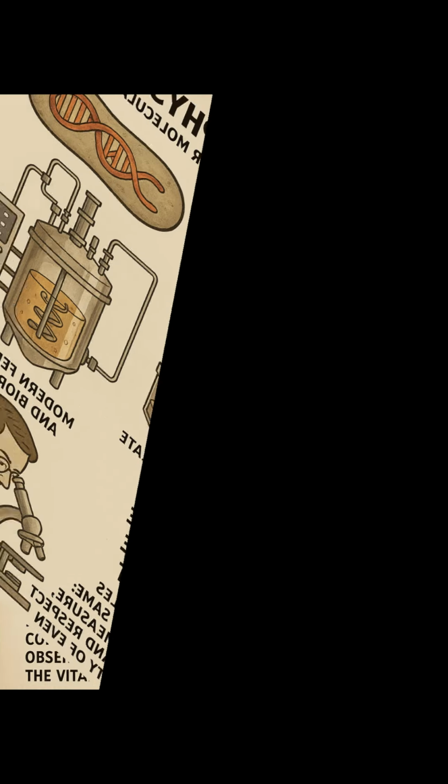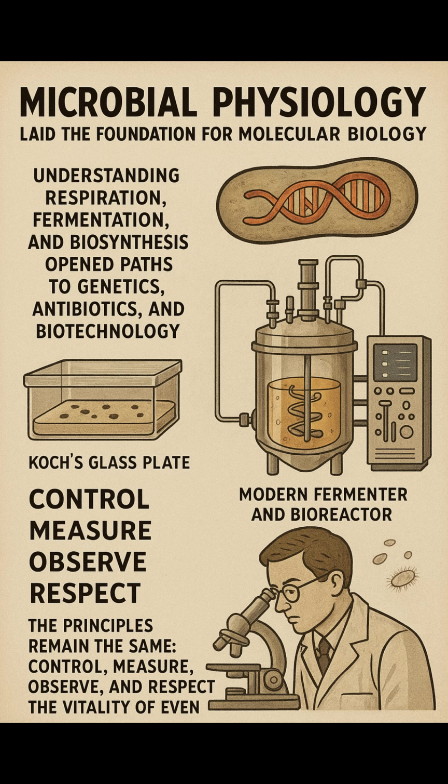His method was both simple and revolutionary. Koch spread bacterial samples across solid surfaces made from potato slices and later gelatin. Each bacterium multiplied into a separate colony visible to the naked eye. A microcosm born from a single cell.